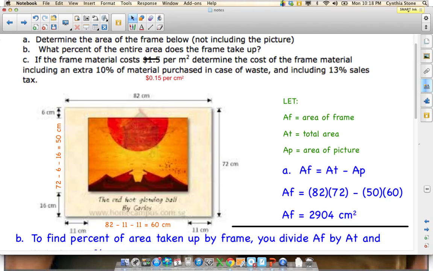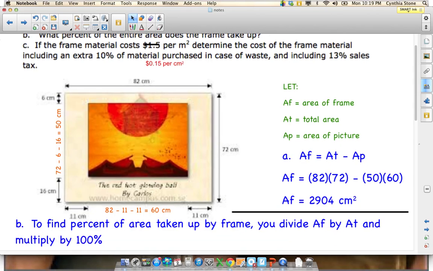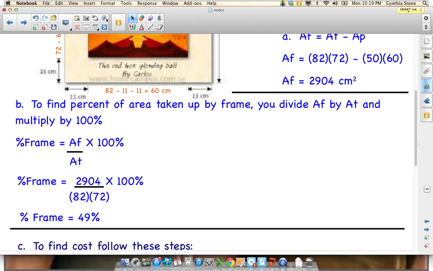Now the next question gets quite a bit more complicated, and what I like about this question is it has a feeling like EQAO, right? These are sorts of things that you might see. It says, what percent of the entire area does the frame take up? So if the frame is 2904, the total area, we never actually worked it out, but it's 82 times 72. What percent is that of that? So just put this down so you can write it out.